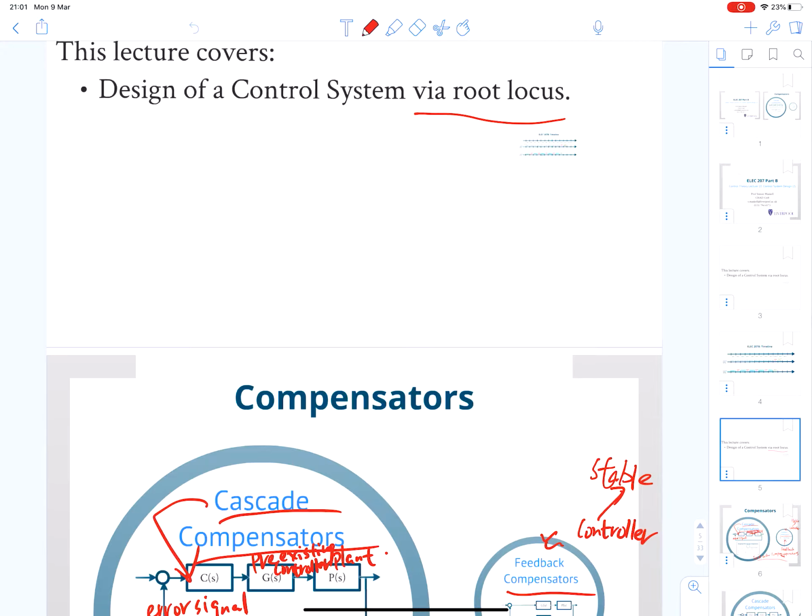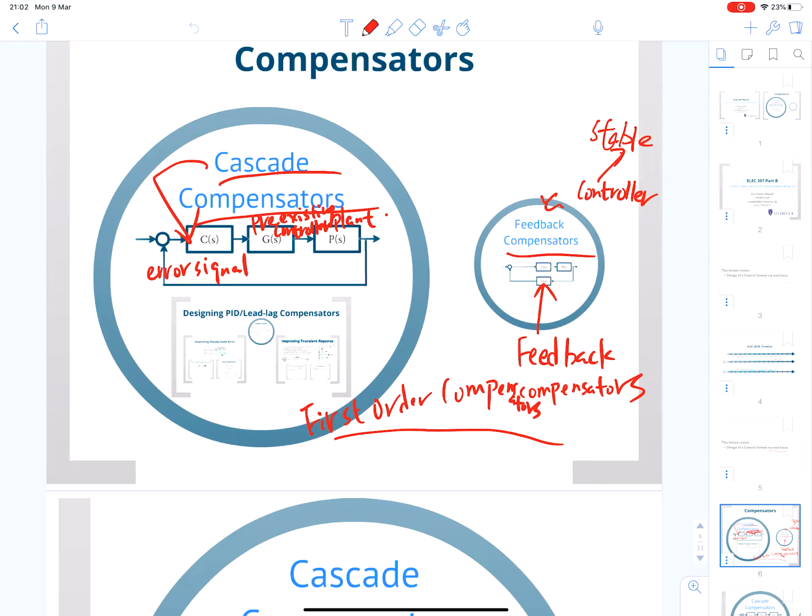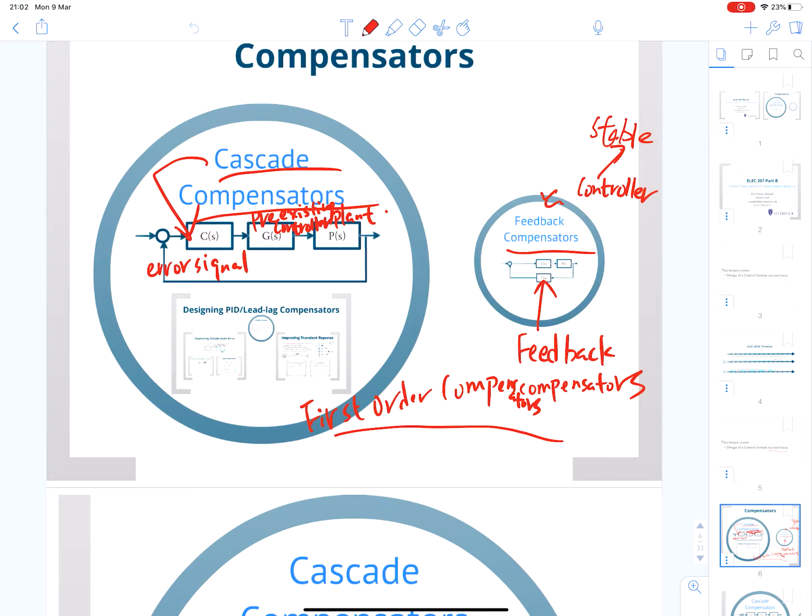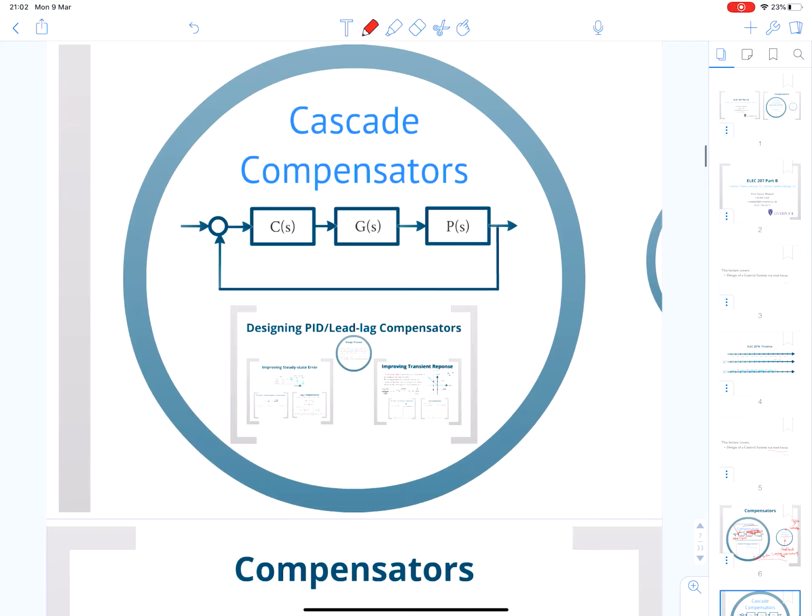There are going to be two kinds of compensators. The first one is called the cascade compensator, and the second one is the feedback compensator. We are going to focus on the cascade compensator. This is the general G(s), and this is P(s), which is the plant. The plant is controlled by G(s), but we are going to have a compensator before the G(s). So let's look at the cascade compensator.